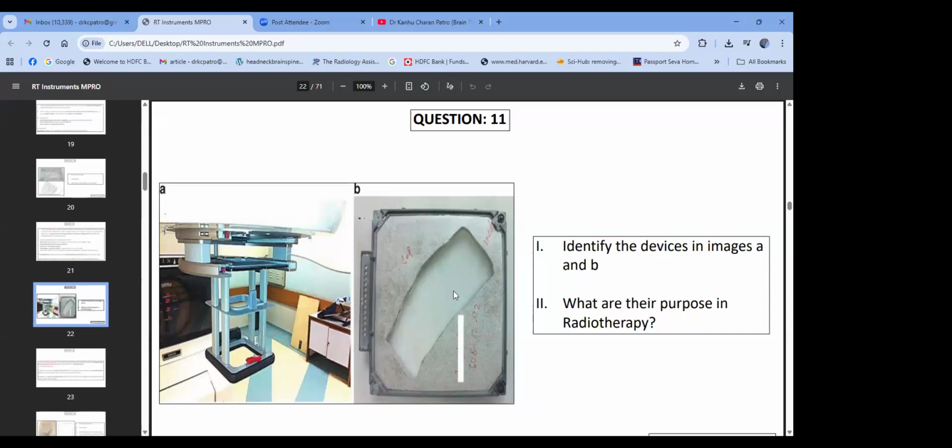So why is this electron cutout kept in the path of the beam? So the electron beam that comes through the electron applicator needs to be custom shaped into the clinical target that we want. So to shape the electron beam, we keep custom cutouts which are made of lead or Cerrobend and keep it in the beam pathway so that we can mold the treatment field as we require.